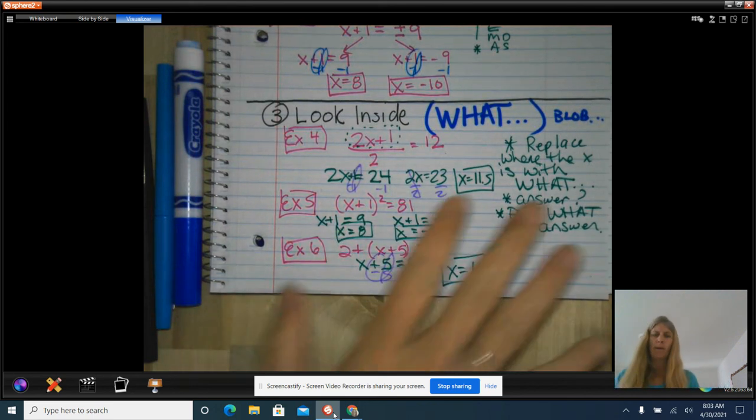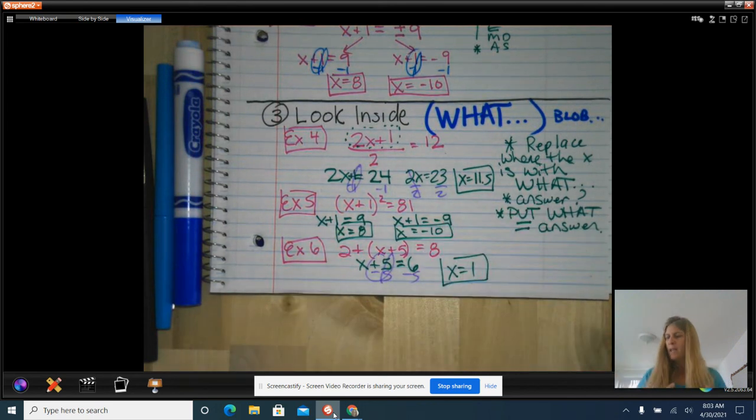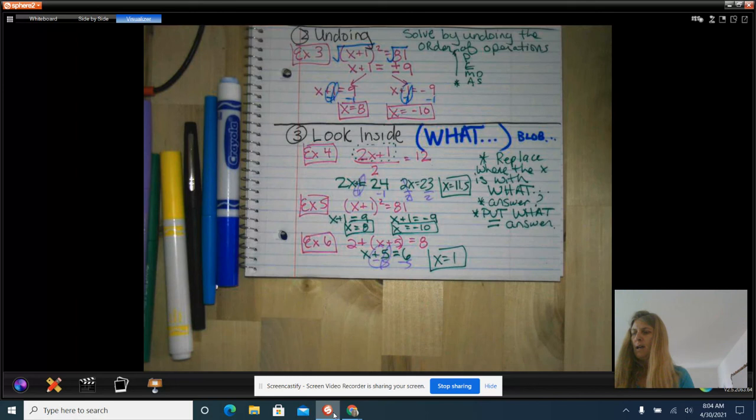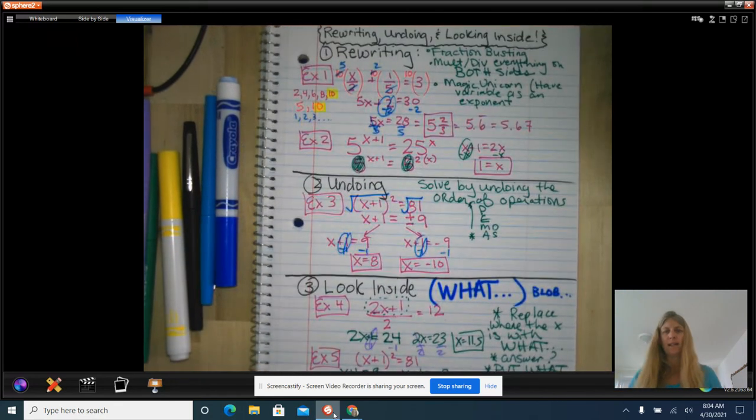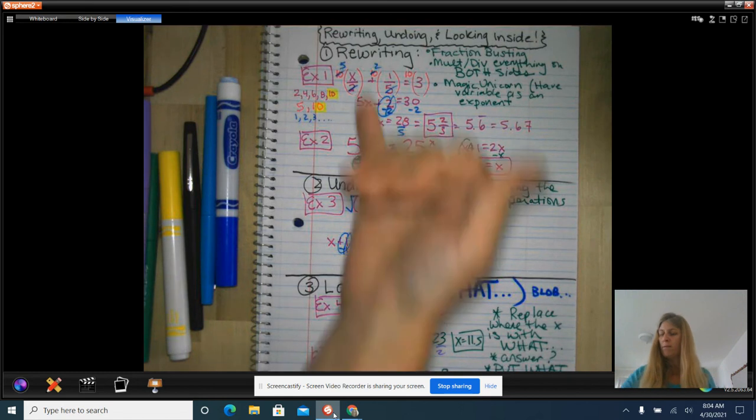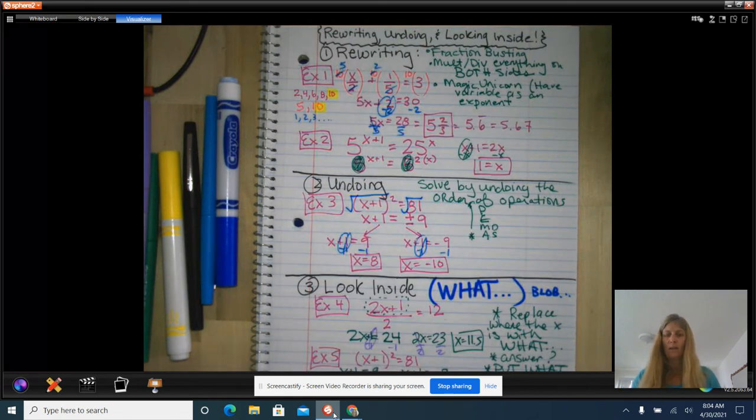It does make a problem a completely different problem, even when it is those same numbers and those same orders of operations. So ladies and gentlemen, we're going to go ahead and get some practice of this in today's Desmos activity. Once again, we're looking at ways to make equation solving easier. We can rewrite, we can undo, or we can look inside.